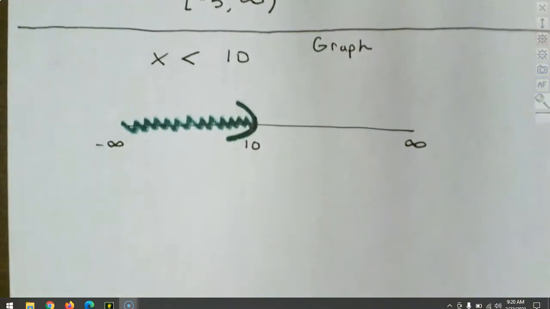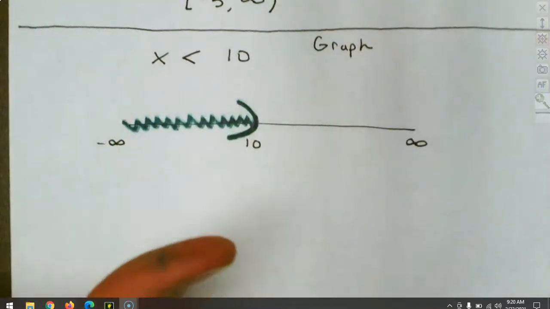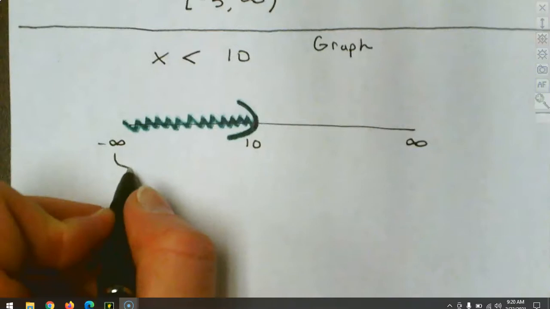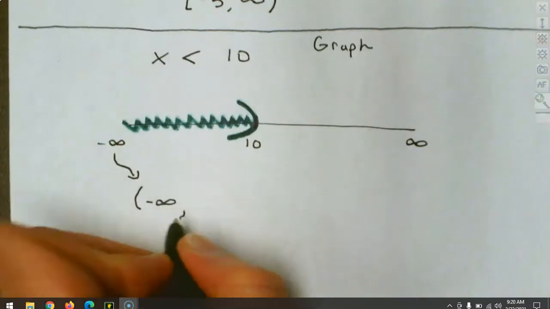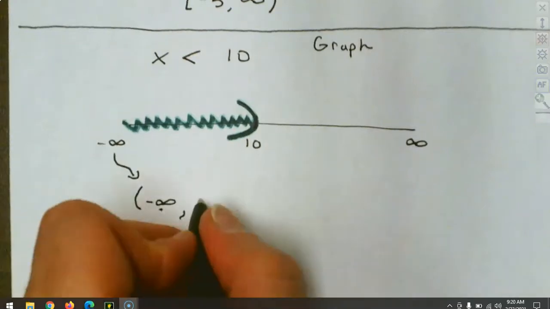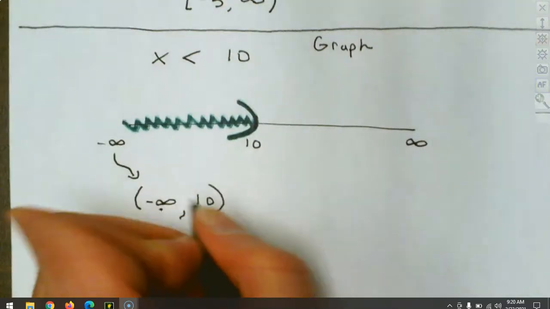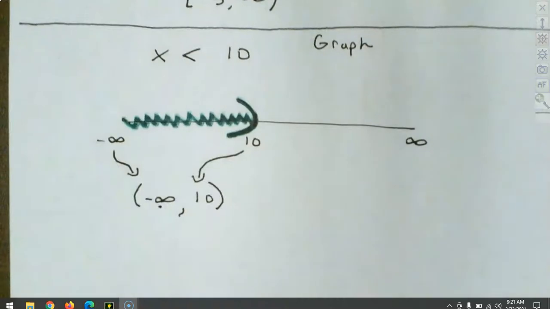So where does this go? It goes back to negative infinity. Now make sure you write them in the order they are on the number line. So parentheses, negative infinity is first because that's on the left. Don't mix up the order. Where does it stop? It stops at 10. But it's very, very important that you keep the order. Negative infinity is always on the left. Positive infinity is always on the right.